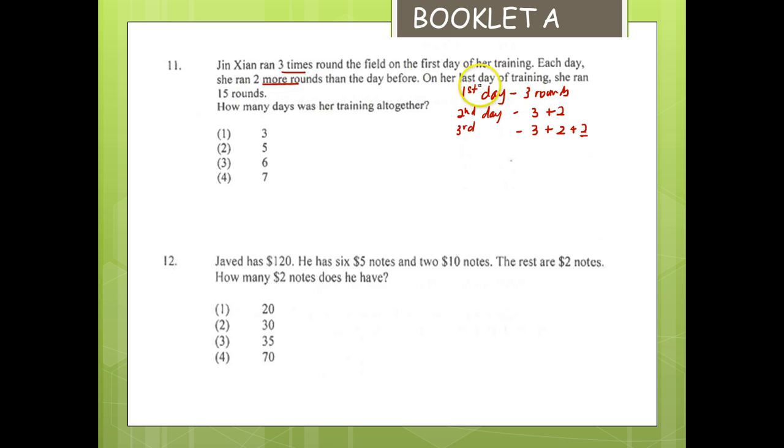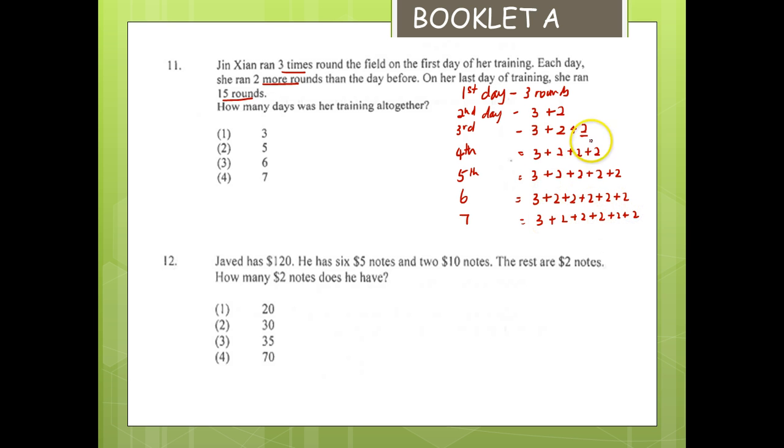So now I want to find, on the last day of training, she ran 15 rounds. So I can add on. Fourth day will be 3 plus 2 plus 2 plus 2. Fifth day, 3 plus 2 plus 2 plus 2 plus 2. Sixth day, 3 plus 2 plus 2 plus 2 plus 2 plus 2. And seventh day will be 3 plus 2 plus 2 plus 2 plus 2 plus 2 plus 2.